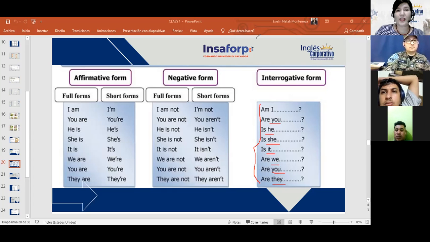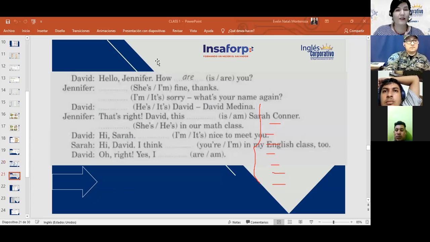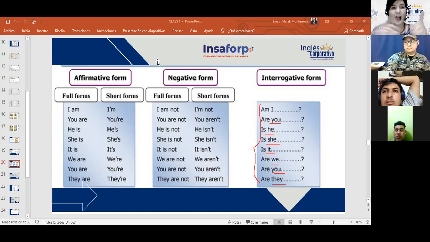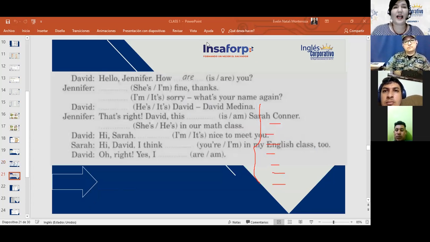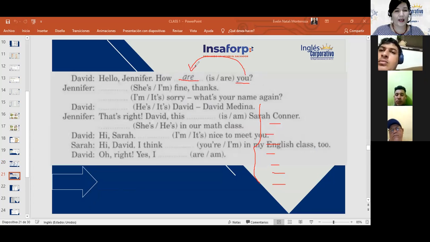I am going to go deeply on this one, right? I have some examples. And for these ones, remember that you use I am, you are, he is, she is, it is, we are, you are, and they are. Keep it in mind. In this one, I have one example here, and I am going to use it with you. Hello there, Jennifer. How are you? Right? Because you have you here. Y con you, vamos a ocupar are. And it says, she is fine or I am fine. Thanks. I am fine. I am fine because you are asking me, right? I am fine.